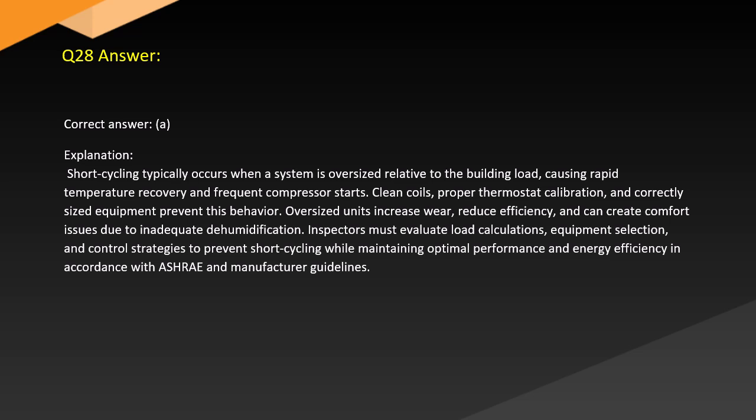Answer. Correct answer, A. Explanation. Short cycling typically occurs when a system is oversized relative to the building load, causing rapid temperature recovery and frequent compressor starts. Clean coils, proper thermostat calibration, and correctly sized equipment prevent this behavior. Oversized units increase wear, reduce efficiency, and can create comfort issues due to inadequate dehumidification.